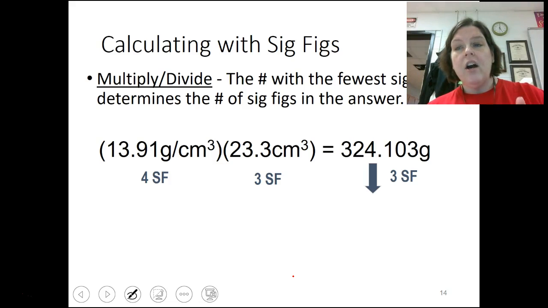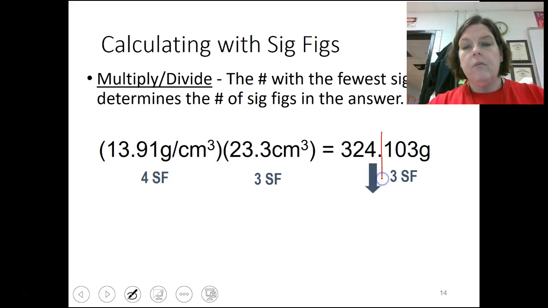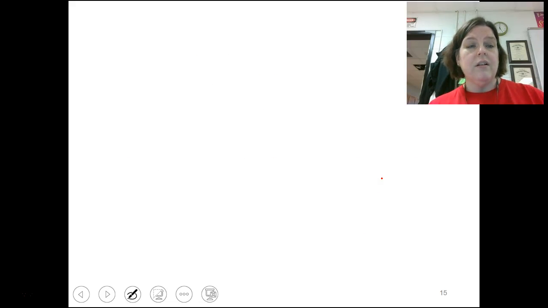So I've got to look at my answer, 324.103. I cut it off at 3, so I'm cutting it off right there. The 1 doesn't make the 4 round up, so my answer is going to be 324 grams. Okay, so in multiplication and division, always, it is the smallest number of Sig Figs. So the 3 determines the number of Sig Figs in this particular case because the 23.3 has 3 Sig Figs.